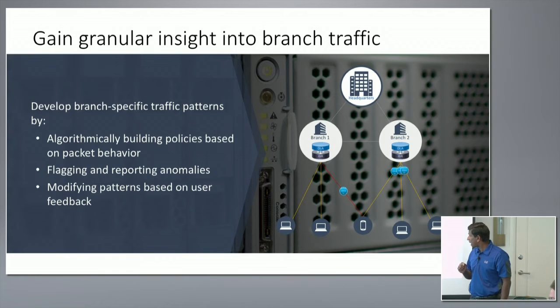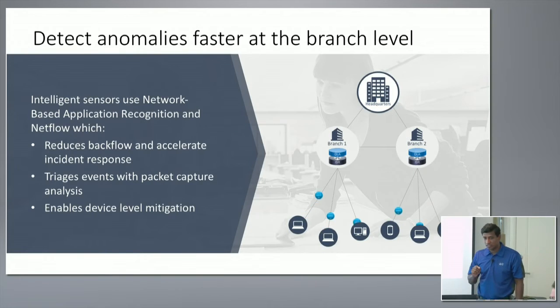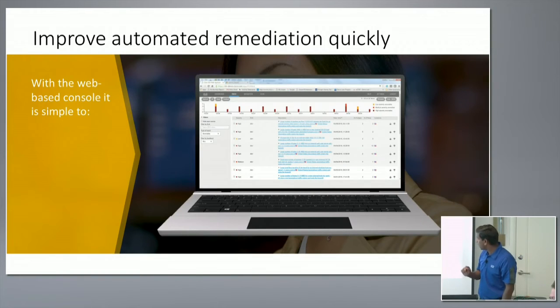It helps you gain granular insight into the branch traffic, branch traffic patterns, and branch users, and how they use the network. It helps you quickly detect if there is an anomaly in the network at the branch level. Since it's running at the branch, it can quickly identify if there are any threats existing in that branch. And it helps you identify if there is lateral movement from this branch, so you can quickly stop those movements.